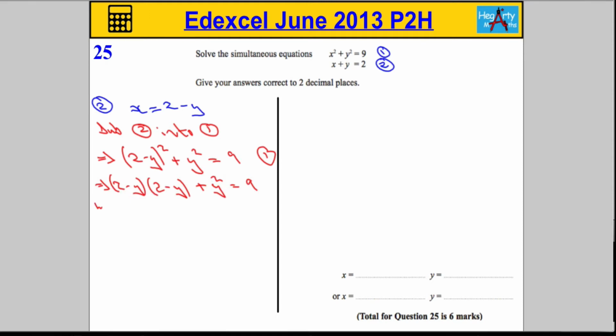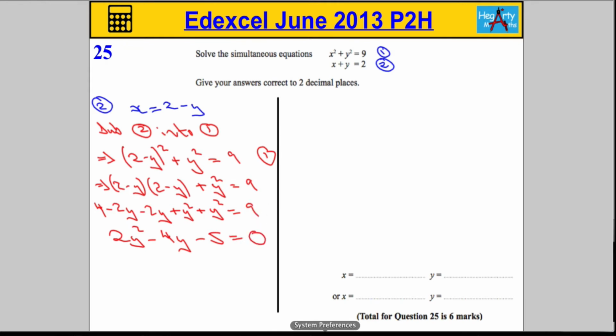Expanding this, we're going to get 4 minus 2y plus y squared, and then we've got this y squared still, so adding that on, it's still equal to 9. Tidying up, I like to write it in descending powers, so I'm going to write it as 2y squared. Negative 2y and negative 2y combined is going to give me negative 4y. I've got the 4 here, and I'm going to take 9 away from it. So we're going to get subtract 5, because I'm taking 9 off both sides, and it's equal to 0. So now we've got a quadratic.